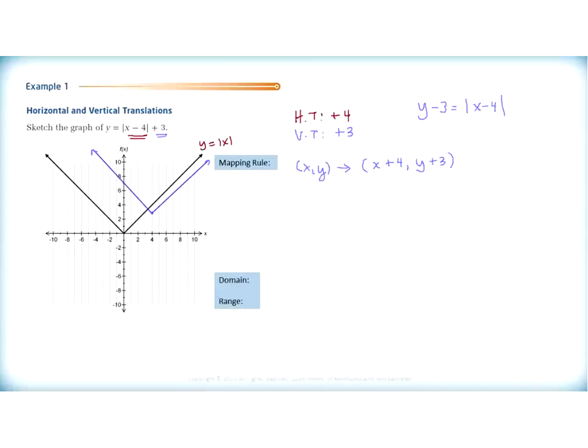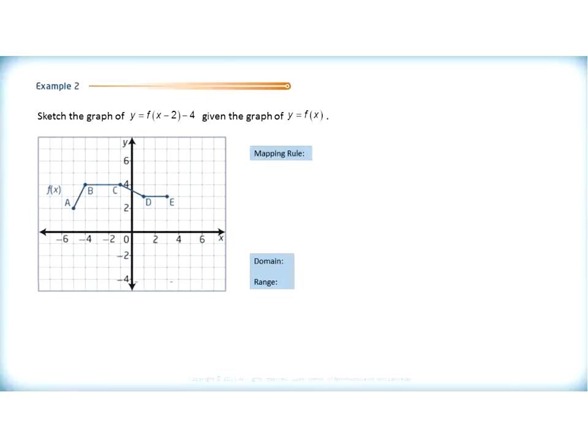Domain and range, pretty simple here. The domain is x such that x is an element of the real numbers. And the range is y such that y. Again, ask yourself the question, for what values of y can I find points on the graph? I can find points on this graph for all values of y greater than or equal to 3, where y is an element of the real numbers. And there's a quick example that involved both horizontal and vertical translations. Let's move on. Let's have a look at another example.